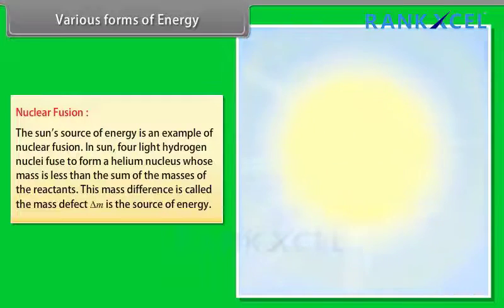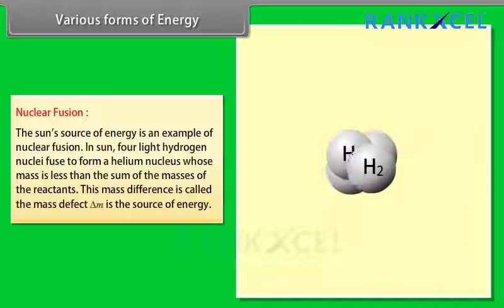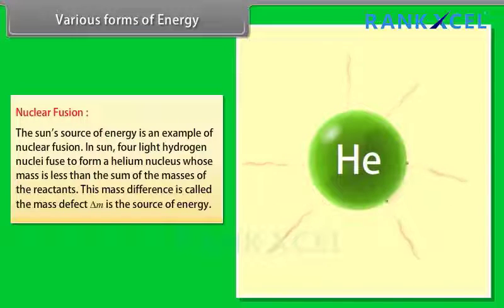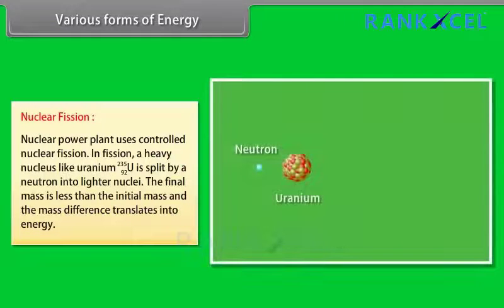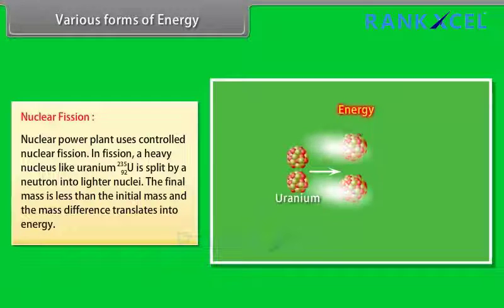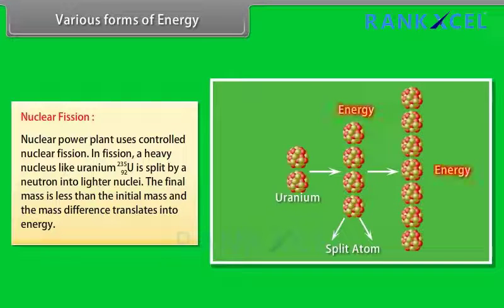In the sun, 4 light hydrogen nuclei fuse to form a helium nucleus, whose mass is less than the sum of the masses of the reactants. This mass difference is called the mass defect. Delta M is the source of energy. Nuclear fission. Nuclear power plants use controlled nuclear fission. In fission, a heavy nucleus like uranium-235 is split by a neutron into lighter nuclei. The final mass is less than the initial mass, and the mass difference translates into energy.